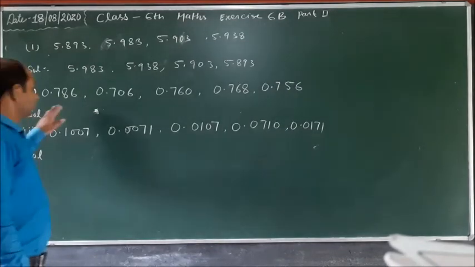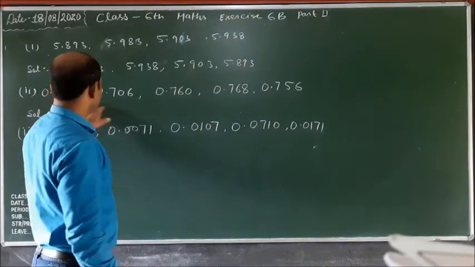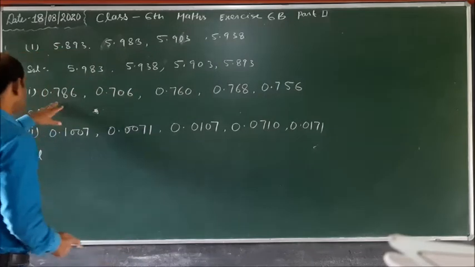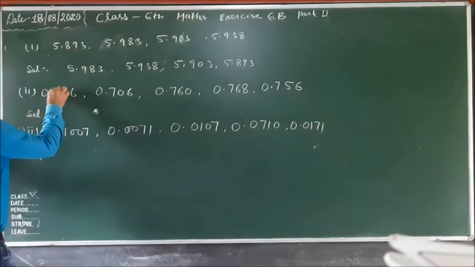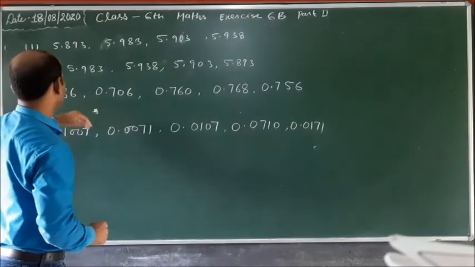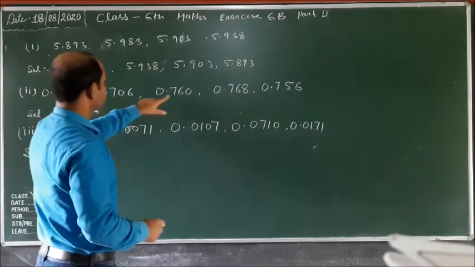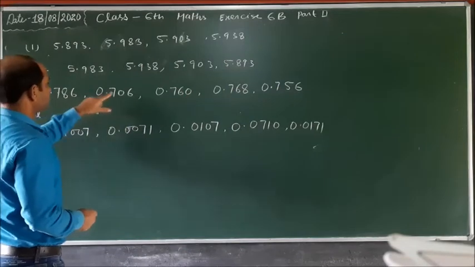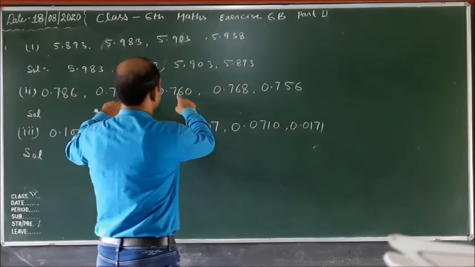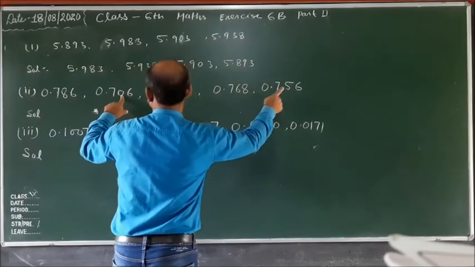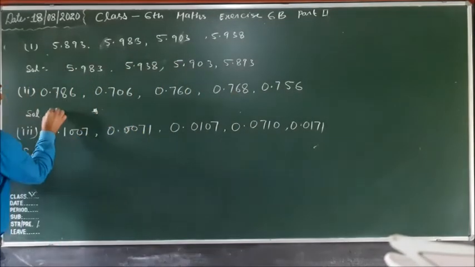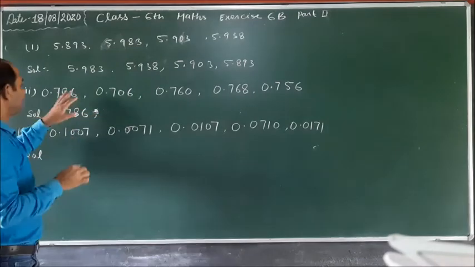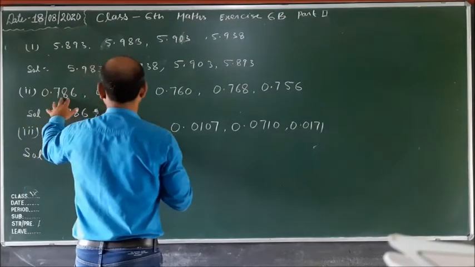Now, dear children, question number first is completed. Now the question number second. First we choose which is the greatest number. Here 7, 7, 7, 7 and 7. Here 8, 0, 6, 6, 5. So this number is greater. So first we write 0.786.